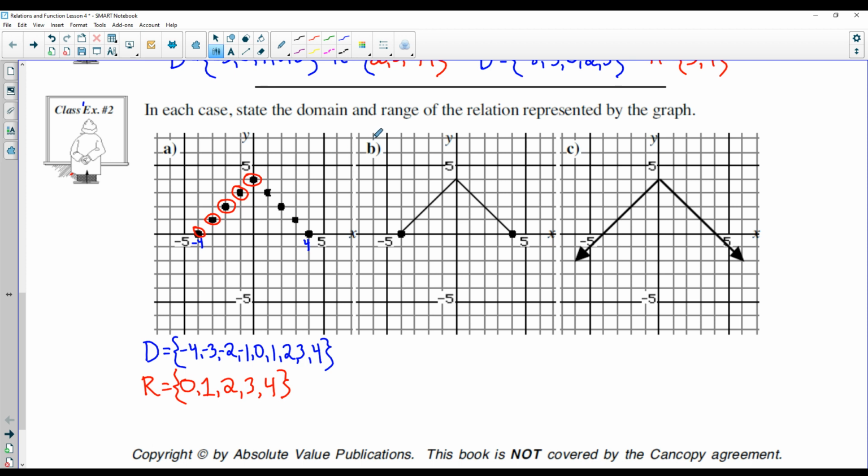Now, B is where it's going to get a bit trickier to write down what the domain and the range are going to be. So in this relationship, I'm starting at x equals -4, and I'm going all the way up to x equals +4. But the difference here is that this line is continuous all the way from -4 to +4. So you would have numbers like -3.5, or like 2.1. You'd have every possible number going all the way from -4 to +4.